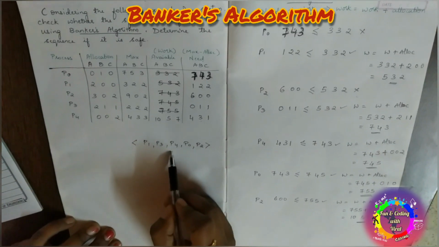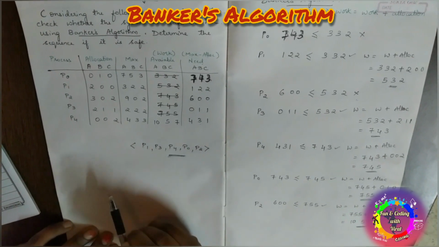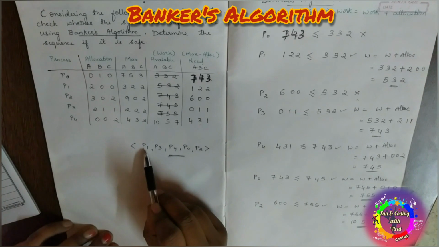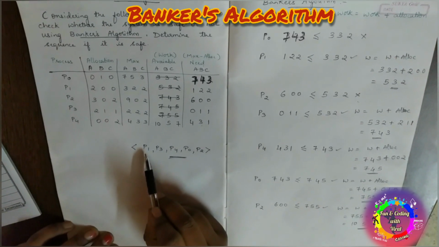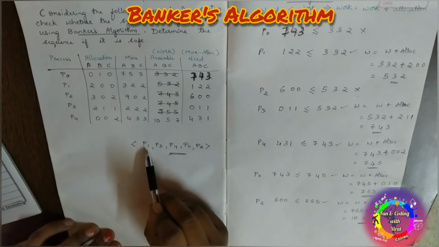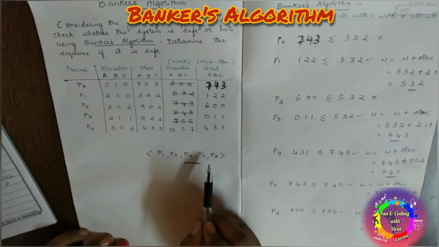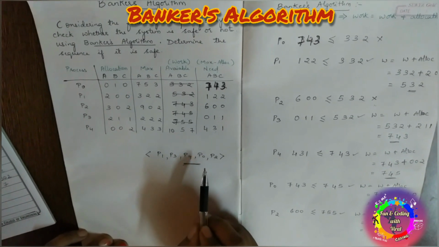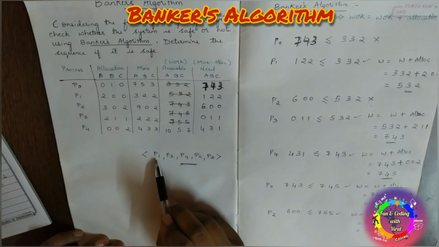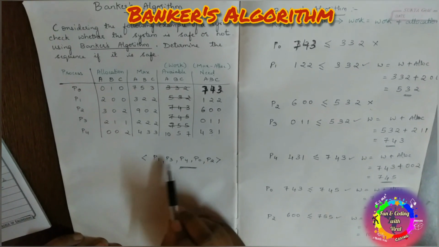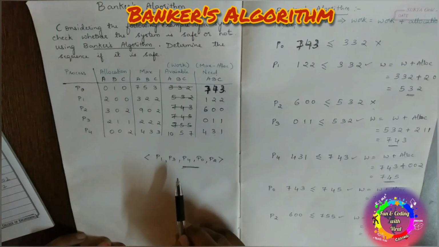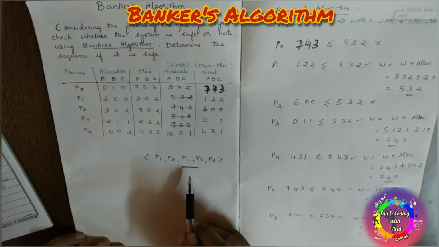So now this is the safe sequence of the system. That is, if the processes are given the resources in this sequence, then the system will be in the safe state. That is, you can avoid deadlock if you allocate the resources to the processes in the same sequence. This is how the Banker's algorithm works. Thank you.